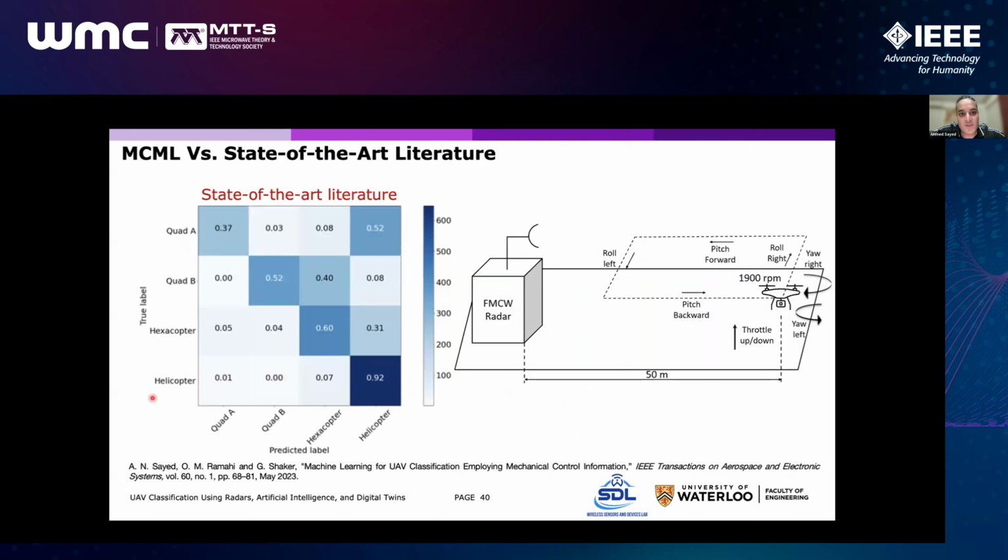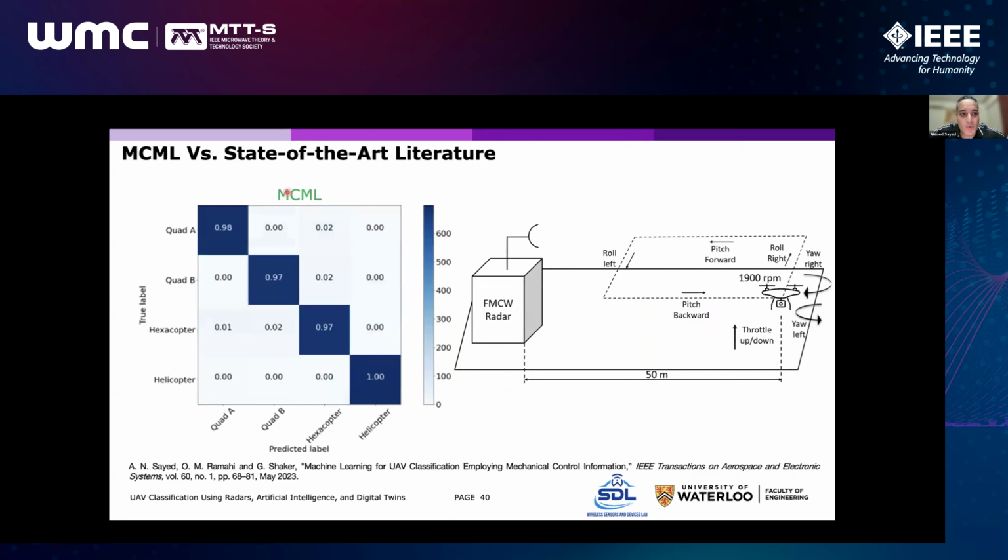To compare with the state of the art works, we trained a CNN model on a dataset containing the hovering and pitching motion only, as done before. And we tested this trained model on this new scenario that contains almost all the motions of a drone, and it failed to classify the four, or at least the first three quadcopters or drones. When we apply our proposed method, they could accurately classify the four drones.